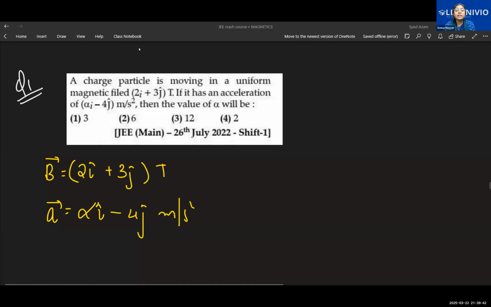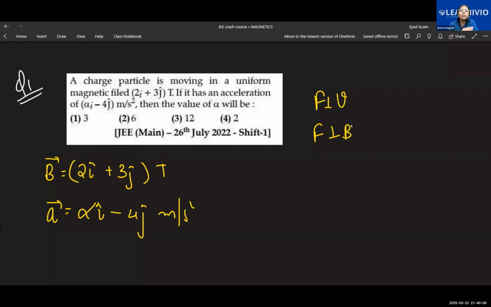So listen here. When we're talking about the forces, what did we study? That the force is perpendicular to velocity, and the force is perpendicular to the magnetic field, because the charge is moving in the uniform magnetic field. So we can say here that force is perpendicular to velocity, force is perpendicular to the magnetic field. Both of these are valid, right?